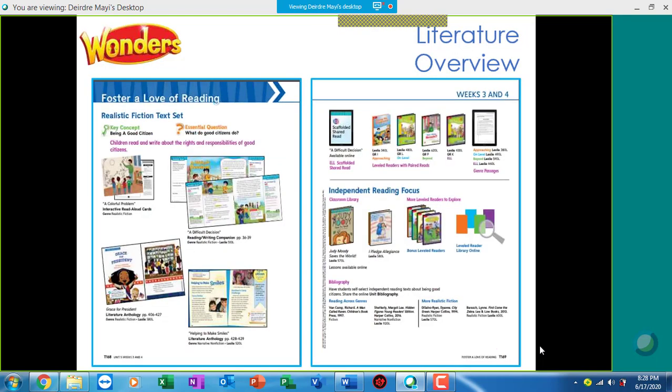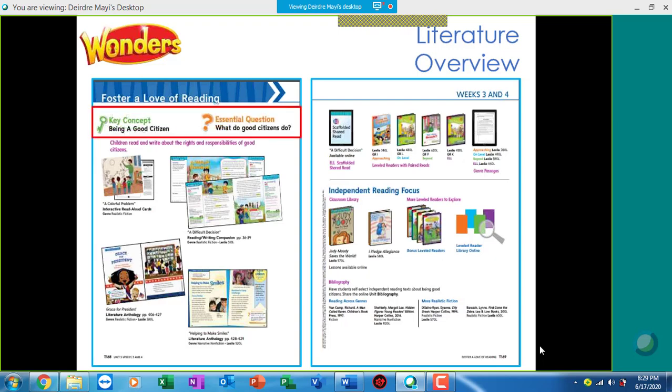Now let's talk a bit about the literature overview. I've mentioned previously that for every single week there would be a key concept or theme, if you will, as well as an essential question. All of the literature that students hear or read that week will come back to inform that theme and that essential question. So for the week that we'll be looking at, the essential question is, what do good citizens do?